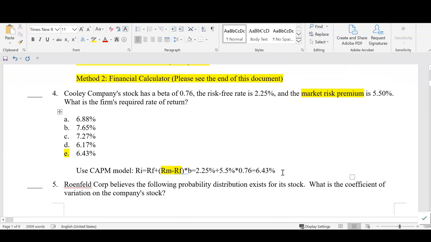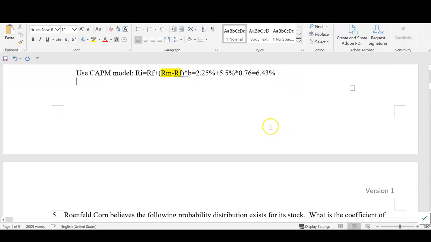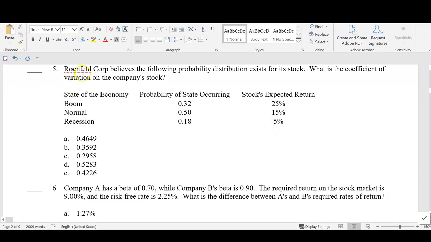Question number 5. Let me put the question down here. This firm believes the following probability distribution exists for its stock. What is the coefficient of variation on the company's stock? We have 3 economy states: boom, normal, and recession. The probability of each state occurring is 0.3, 0.5, and 0.18. Expected return of the stock is 25%, 15%, and 5% in each economy scenario. We want to look for the coefficient of variation.